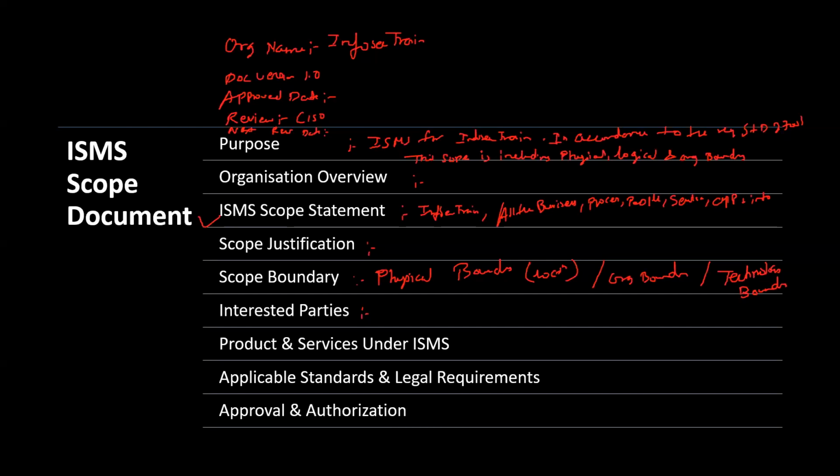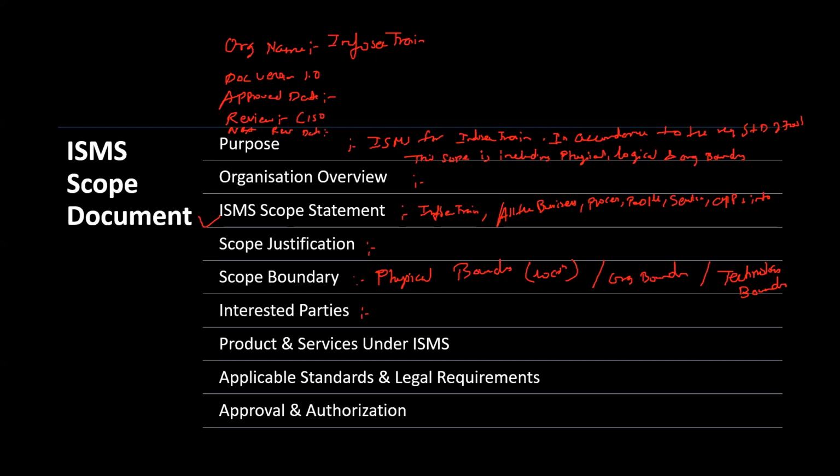What is the purpose of this? What is the organization? You are going to give the information about the organization. Next, you are going to make a list of what has been covered in that scope, a specific department or the complete organization. Give a justification. Make a list of interested parties. Is there any product or services which are under the ISMS? Make a list of that as well. Additionally, you can put this.